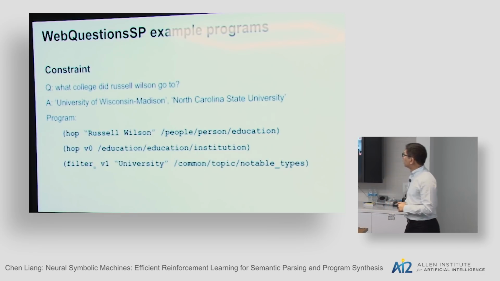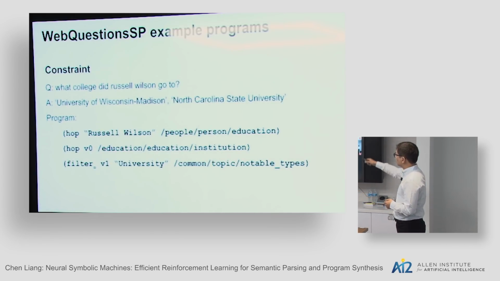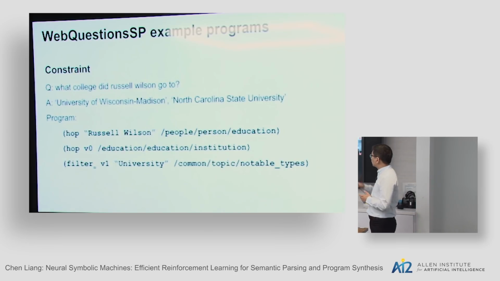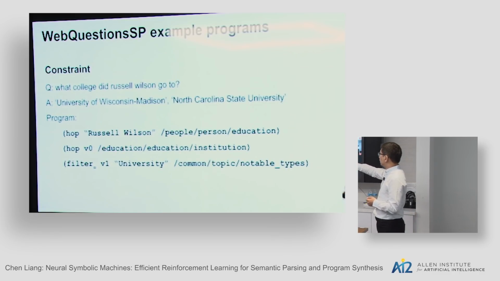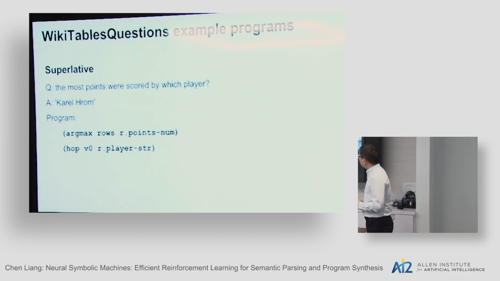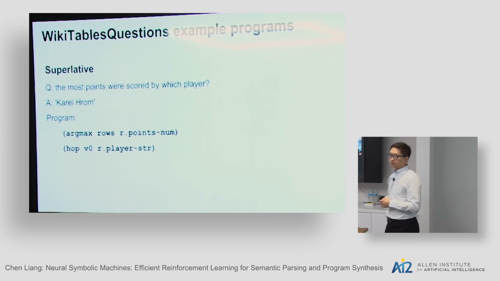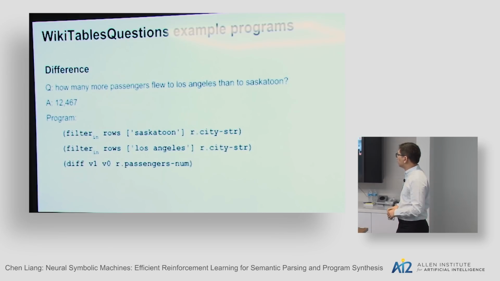Okay, so there are some examples to give you a better feeling of what kind of programs we generate. There are things about constraints, like what college did Russell Wilson go to, the example I showed earlier, where you need to do 2 hops from Russell Wilson, and you also need to filter using the type of the entities. On WikiTableQuestions, there are more interesting semantics, like sometimes you need to use a superlative, like who scored the most points. You need to use argmax and then find the property, find the name.